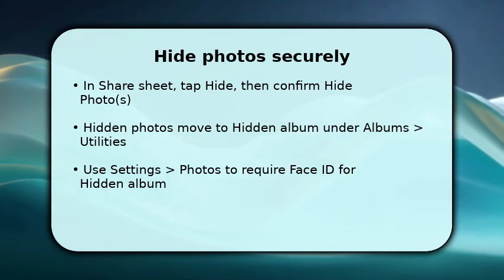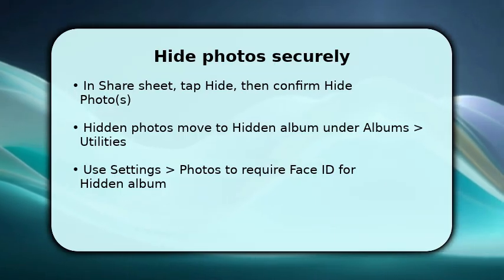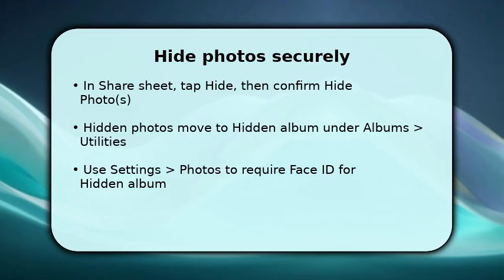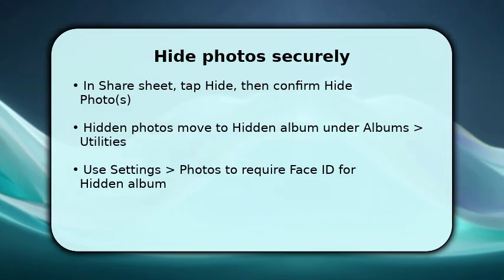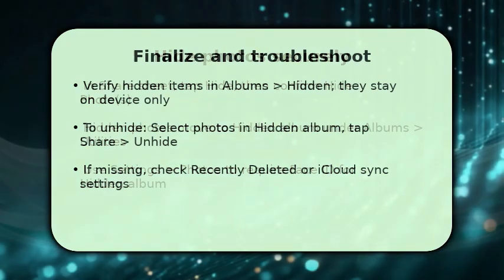To add protection, go to Settings, tap Photos, and enable Use Face ID for the Hidden album, so the album itself requires authentication. This prevents casual browsing. Finish by opening Albums and confirming the photos are in the Hidden album. This verifies the hide succeeded.